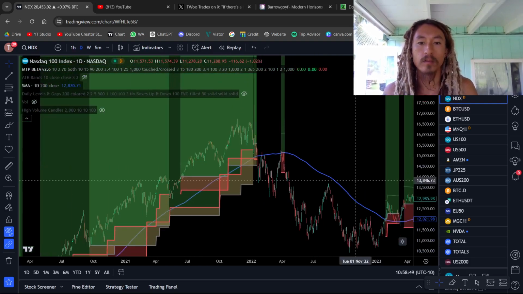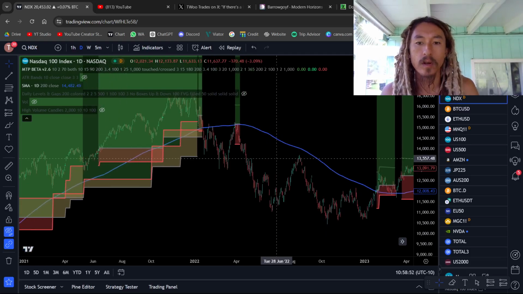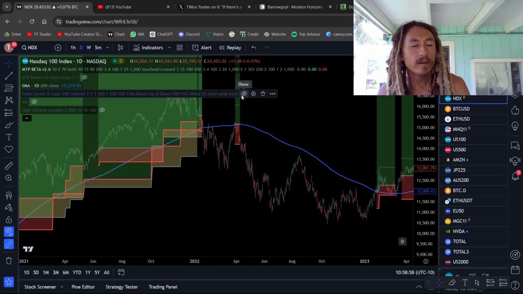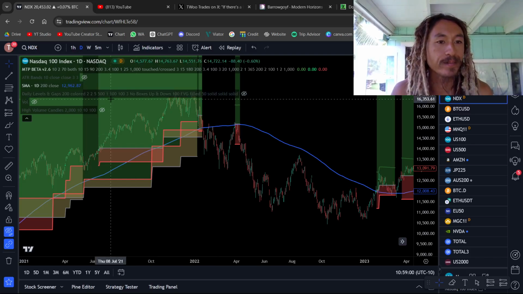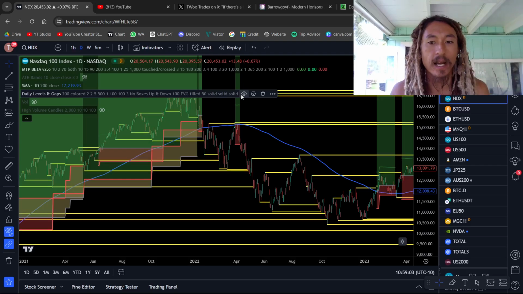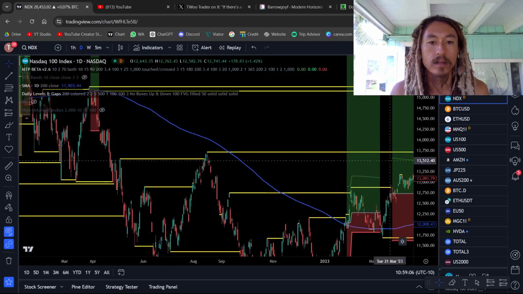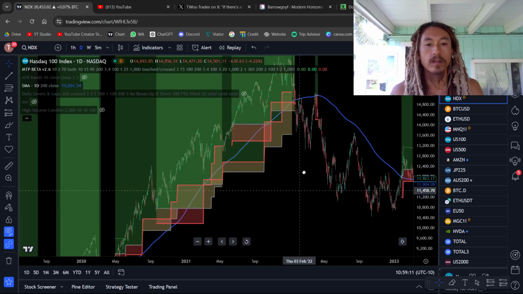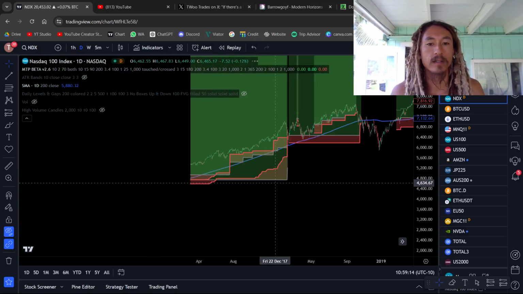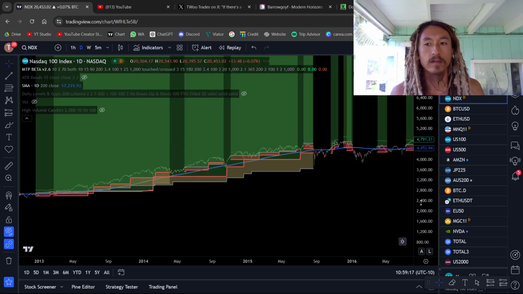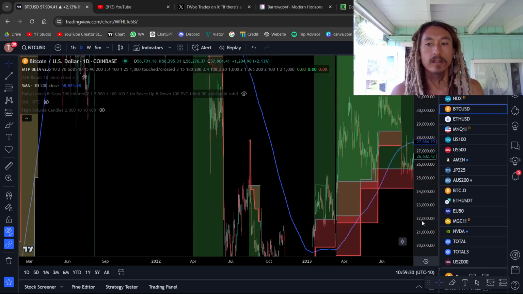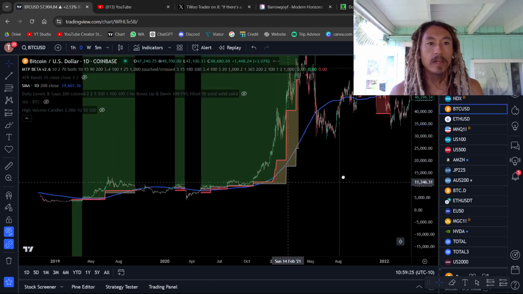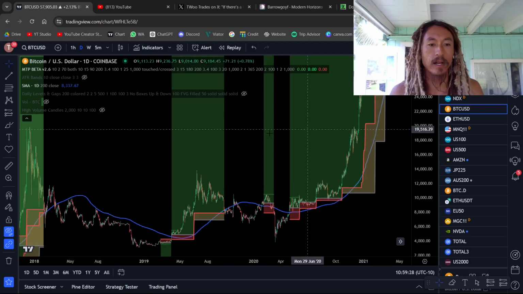So the SMA does matter. I wasn't sure if it would actually. It's nice to have a filter that does that. I mean, yeah, Bitcoin looks so much better. Well, what that means is we're under the SMA right now. It's better to not trade.